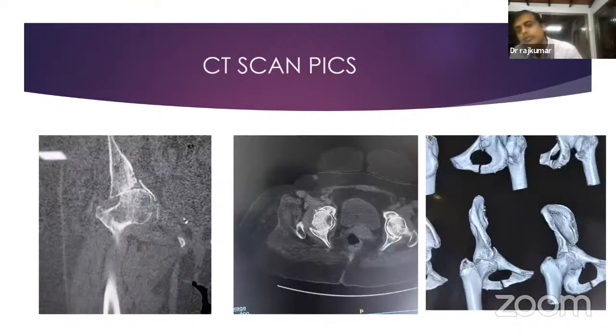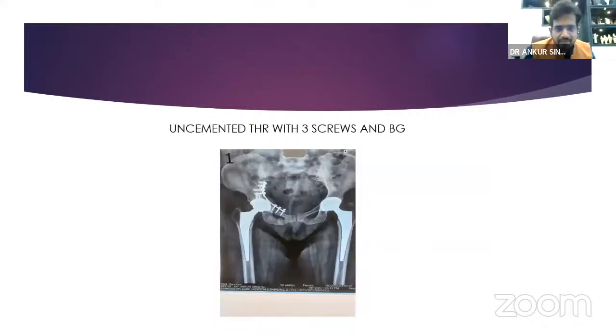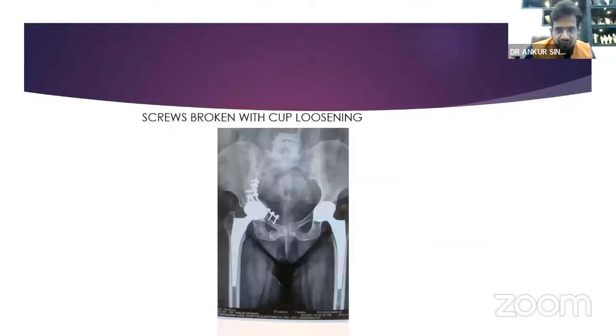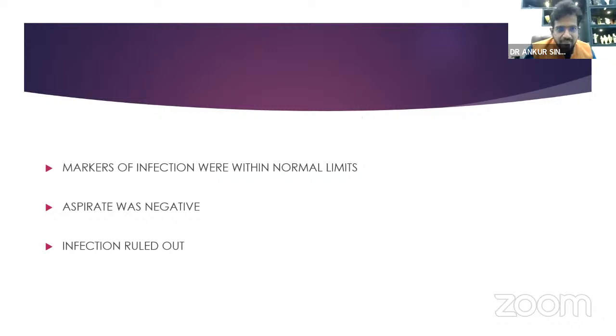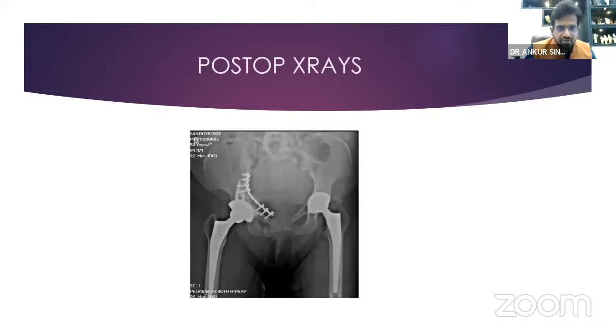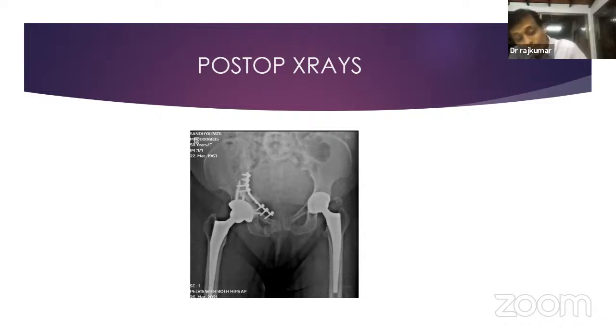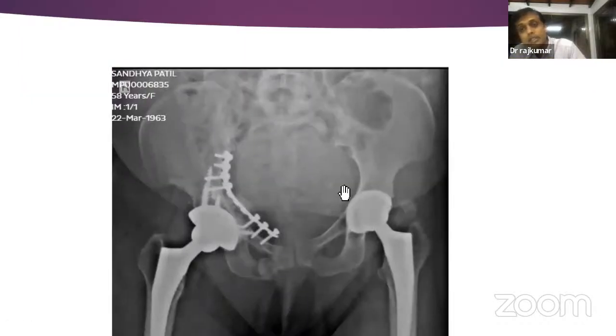So what did you do now? So yeah. At first I did plating, then THR, and then it failed. So again, she landed up with me. So now I did all the workup to rule out any infection. Aspirate was also negative. So what I did is, now I did a TMARS cup. It was with a distraction technique. So this is the post-op x-rays, and it's been 2 years now. She's doing fine. So that's why I said that in these kinds of situations, the tantalum coating helps a lot. Yes, sir.